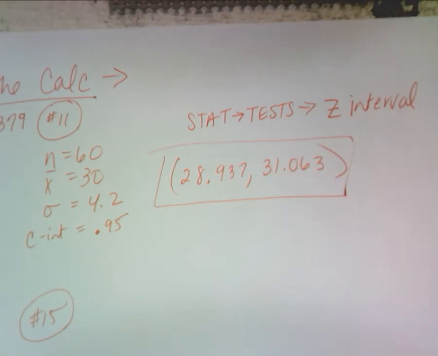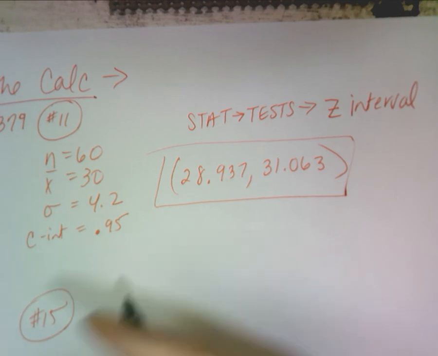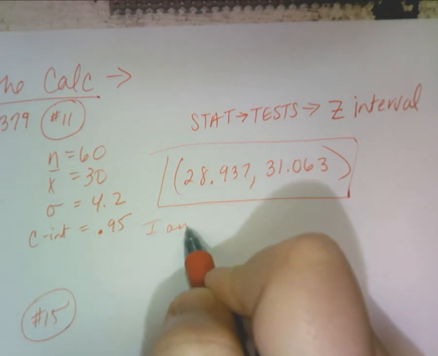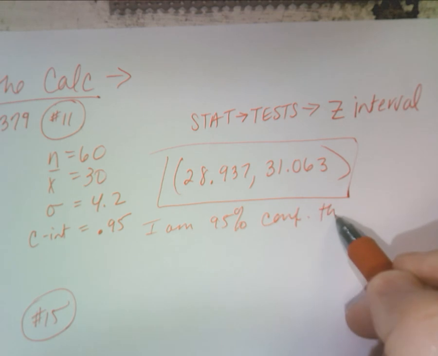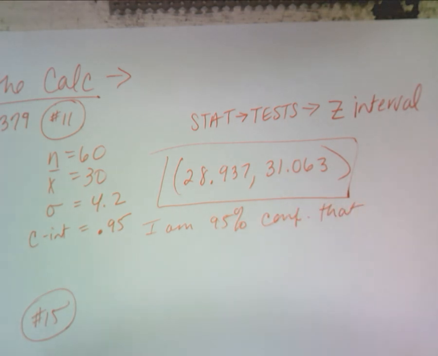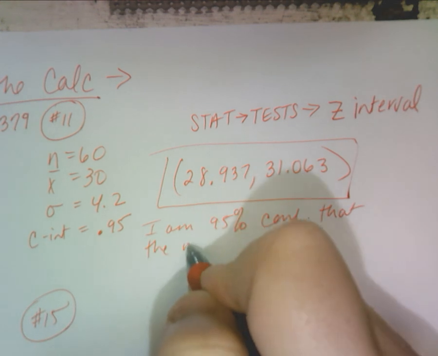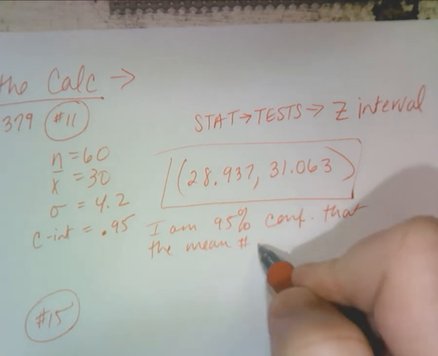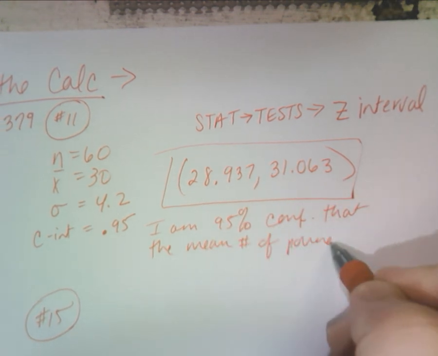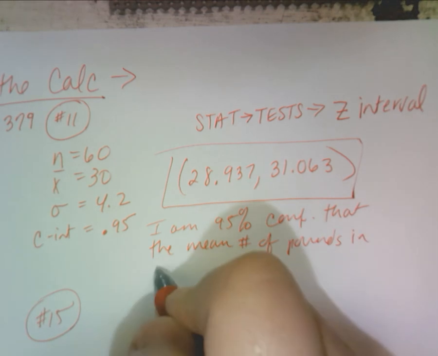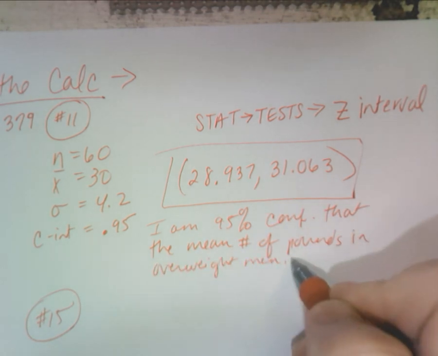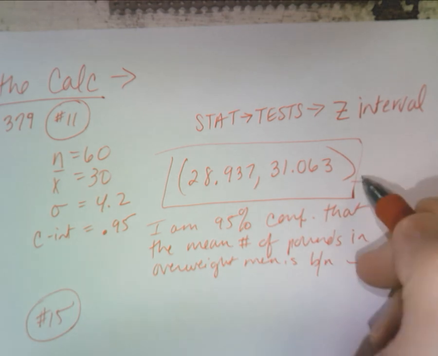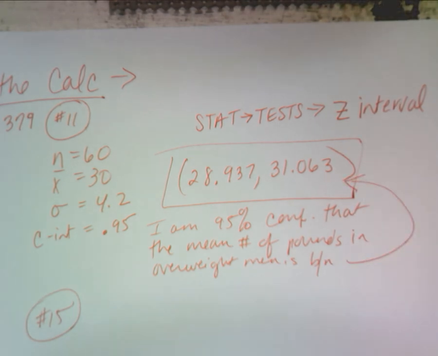So again, you would say, and you have to say your sentence, I am 95% confident that the mean number of pounds in overweight men is between, and I'm going to arrow there because I'm tired of writing it.